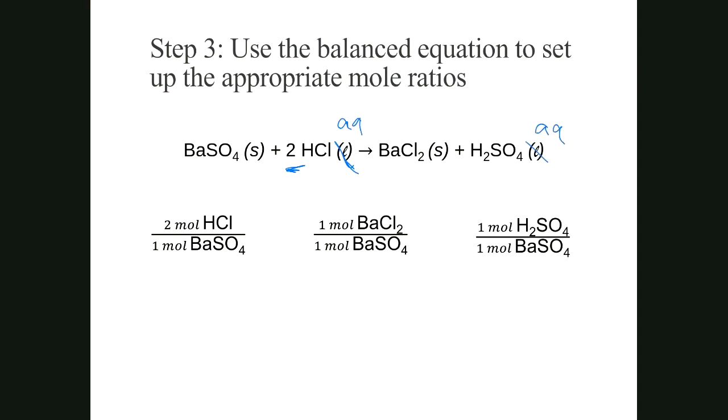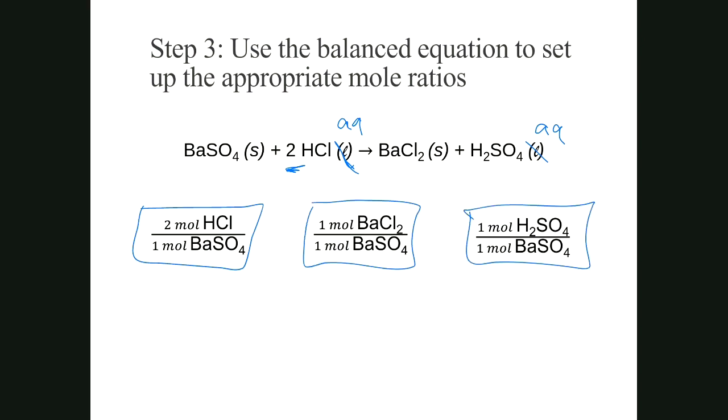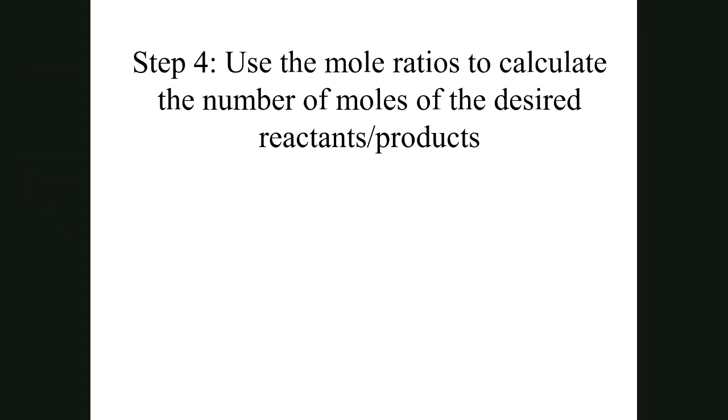Okay, so since barium sulfate is the thing we have, we want to have all of our mole ratios in terms of barium sulfate. So barium sulfate on the bottom and our other reactants and products on top. Okay, so now we're going to use those mole ratios to calculate the number of moles of the desired reactants or products. So our question wanted to know how much barium chloride we produce. So we're going to use our mole ratio of barium chloride to barium sulfate.